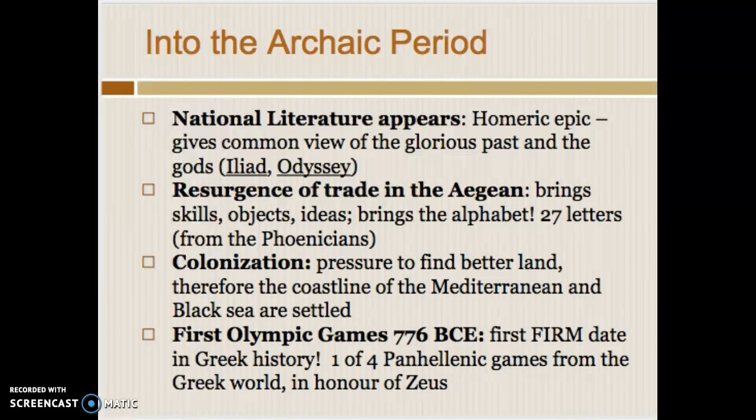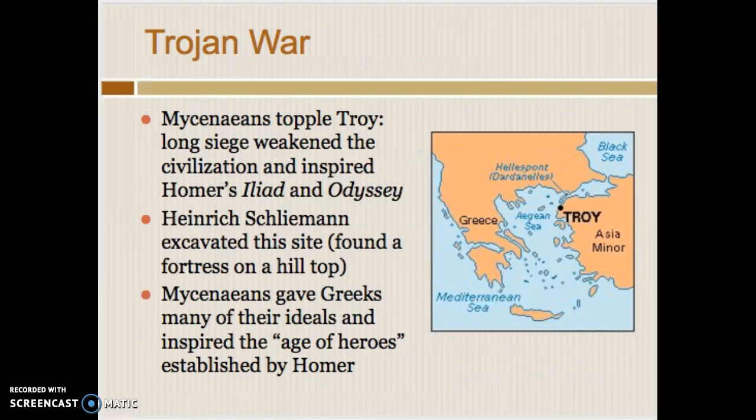You also in 776 BCE have the first Olympic Games. First firm date in Greek history ever is the date of the first Olympic Games. So obviously this was a really significant thing for them, and we'll talk about that a little bit as we move forward as well. The Trojan War occurs right before this period, and the Trojan War is one of those stories that lives on in epic, and one of those tales that the Greeks look back to for their epic past, and for lessons about the way they should live their lives, the way they should develop society, all of that sort of stuff.